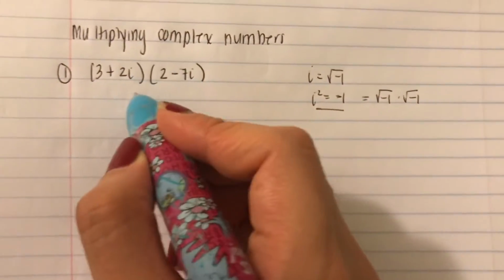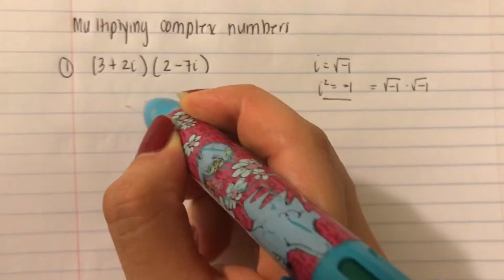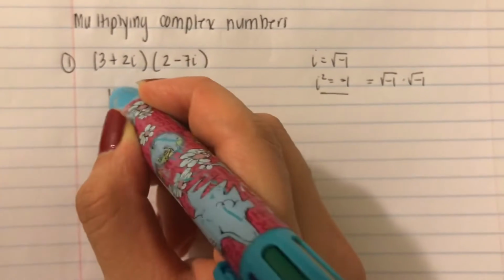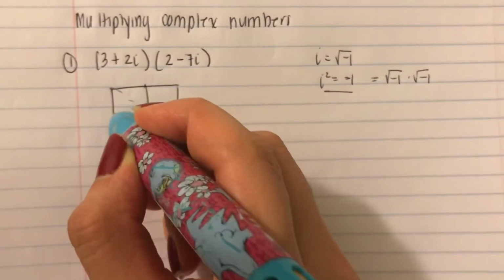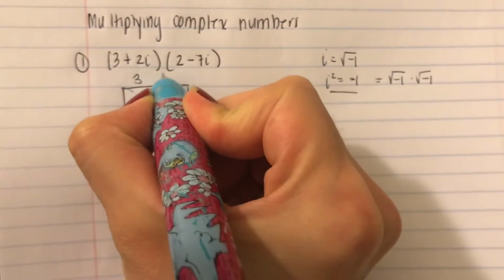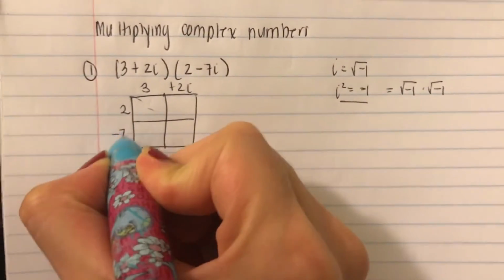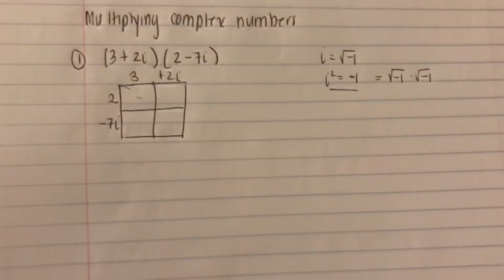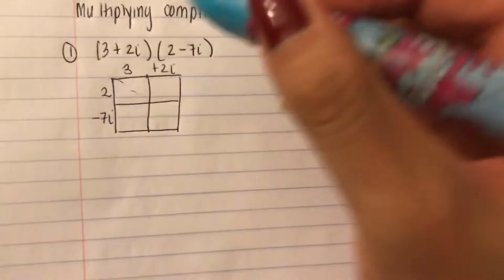So how I'm going to multiply this, some of you are comfortable using distribution, that's fine, but I'm going to do it with the box method. So I'm going to multiply 3 plus 2i with 2 minus 7i. We're just going to multiply the real parts and the imaginary parts across.